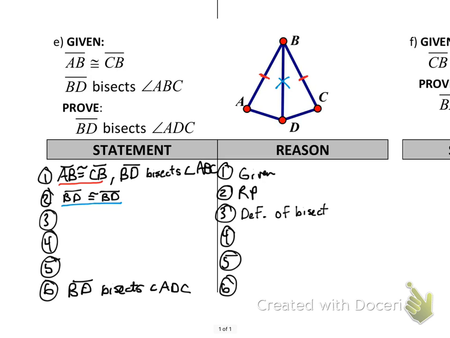But what is the statement we need to write here? Not that. Think about what's being bisected. Is it an angle or a segment? It's an angle. If an angle is bisected, we're getting congruent angles. If a segment is bisected, we're getting congruent segments. So what are my congruent angles here?